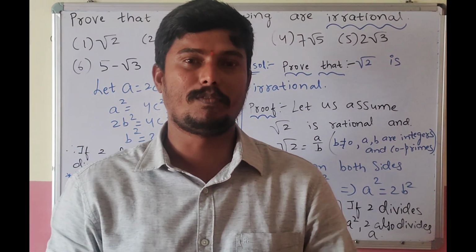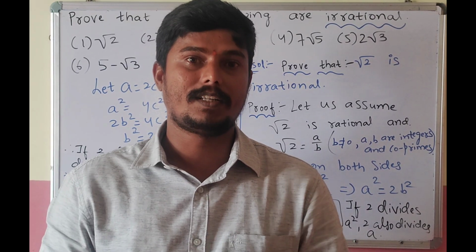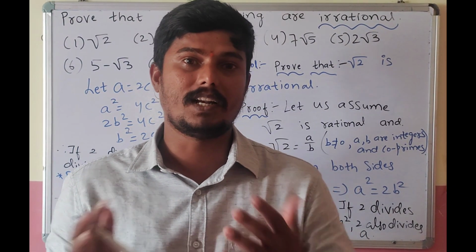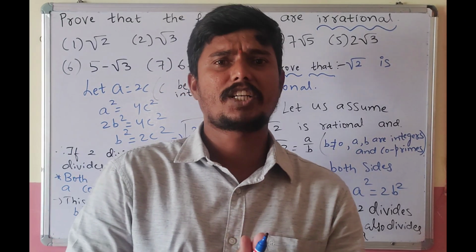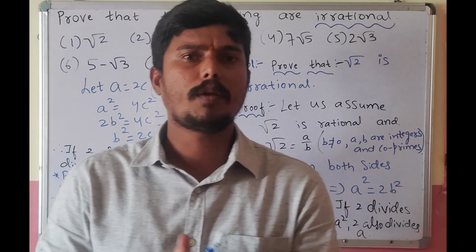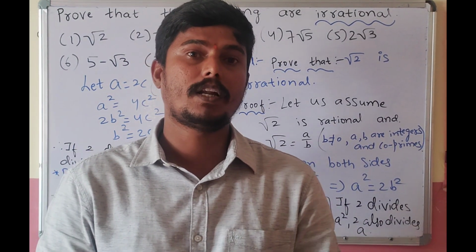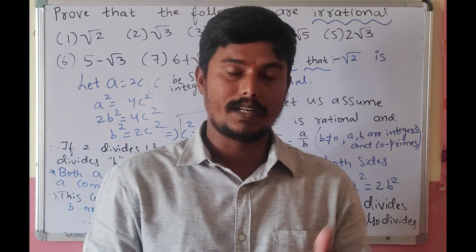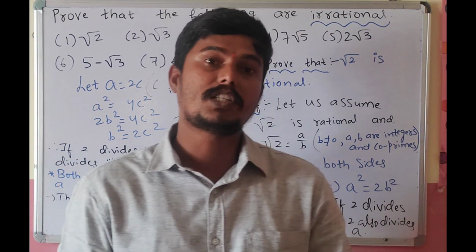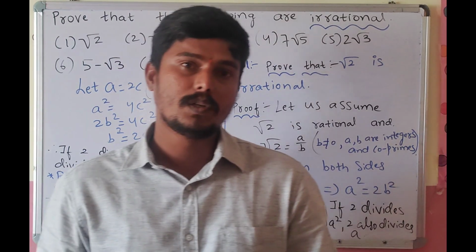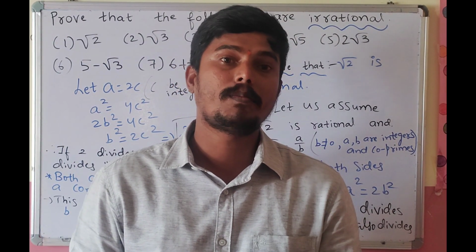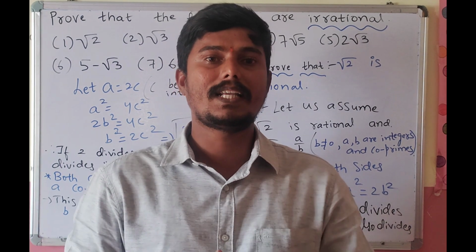The last topic of the chapter, whose name is Real Numbers, is revisiting irrational numbers. So what are irrational numbers? They cannot be expressed in p by q form; they are non-terminating, non-repeating decimals. Again, what are irrational numbers? They cannot be expressed in p by q form, where q is not equal to 0, and they are non-terminating, non-repeating decimals.